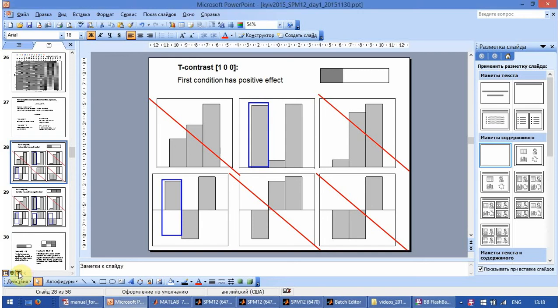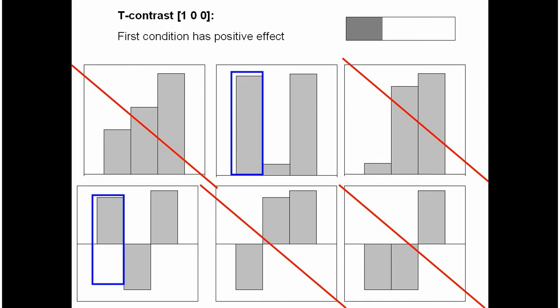Let's continue with the contrast matrices. Now, this is what is a T-contrast vector matrix with zero values. Let's imagine that we have three conditions, and this contrast includes 1 for the first condition and zeros for two others.